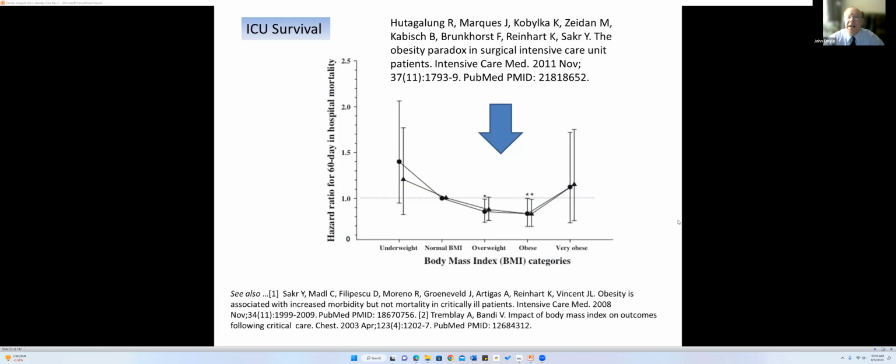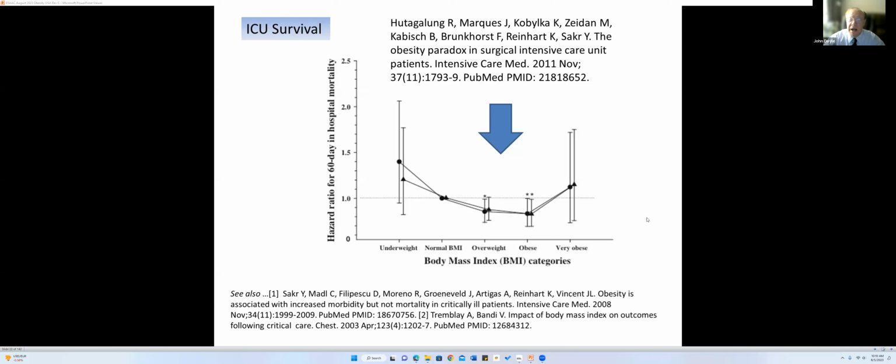So here, let's take a look at ICU survival. And you can see the hazard for 60-day in-hospital mortality, the hazard ratio. It dips below 1 for the overweight and obese, but increases again for the underweight and the patient who's very obese.